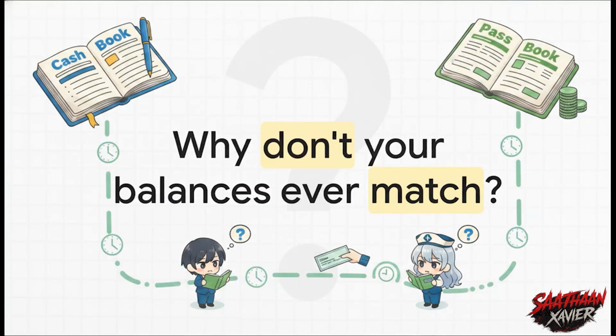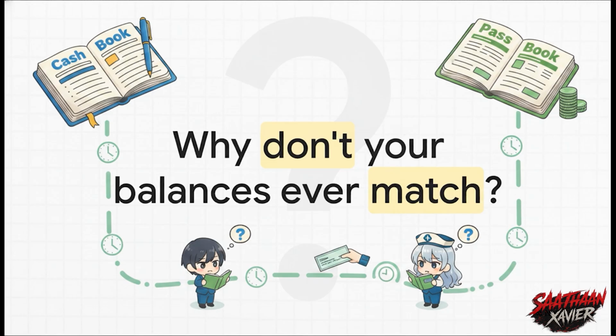Let's tackle the most basic question every accounting student faces at month end. Why don't your cash book and your bank statement ever actually match? Well, it's pretty much a universal truth in business that your books and the bank's books are rarely going to show the exact same number on the very last day of the month. Just imagine your company's cash book and the bank's passbook as 2 diaries, right? And they're both trying to record the exact same financial events. Inevitably, one diary is going to get updated way before the other one does.